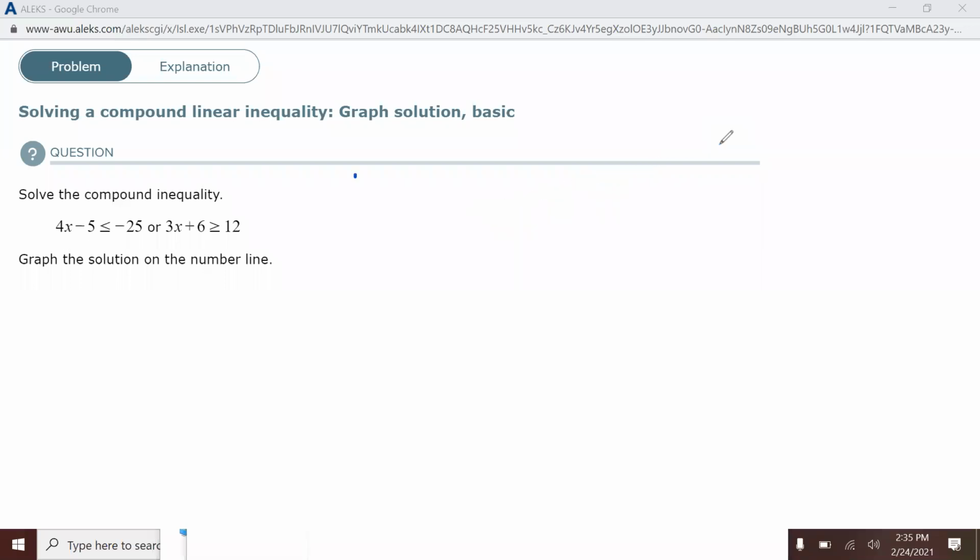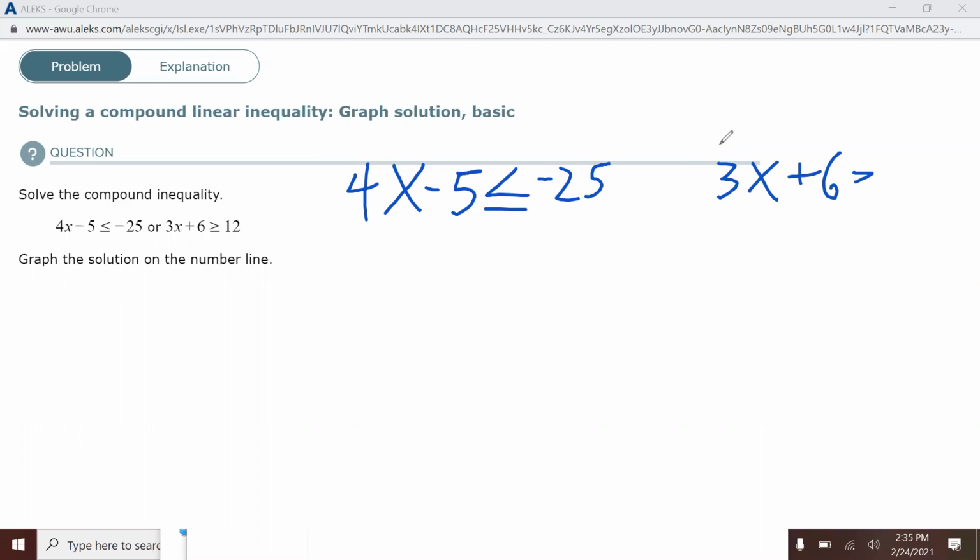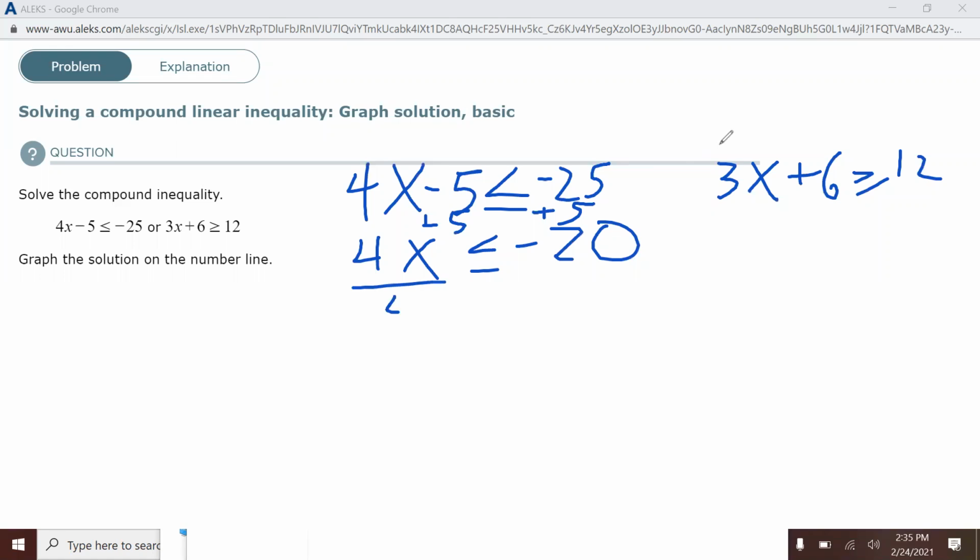On this one, we have the problem presented to us in two parts. And so we need to solve both parts. So I do that just like we've done on previous problems.